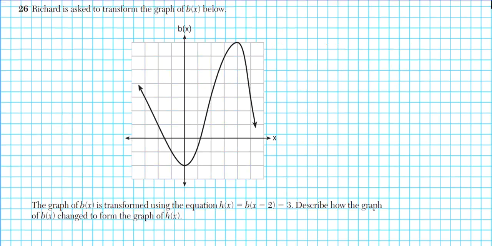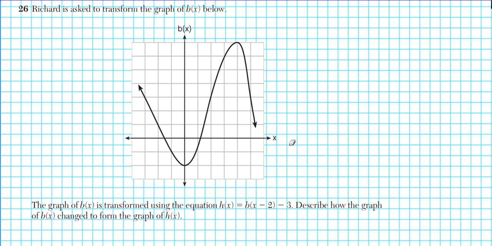Alright, let's take a look at question 26. It reads, Richard is asked to transform the graph of b of x below. Okay, so we have this function right here of b of x. The graph of b of x is transformed using the equation h of x equals b of x minus 2 minus 3. Describe how the graph of b of x changed to form h of x.